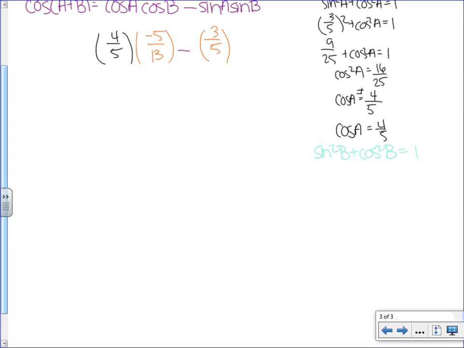And I'm plugging in for the cosine of b. So this is sine squared b plus negative 5 over 13 squared. So I get that sine squared b is 144 over 169. Like I said, very similar to the last one, but we're doing a different identity.